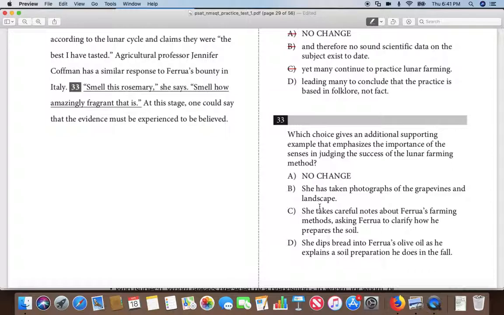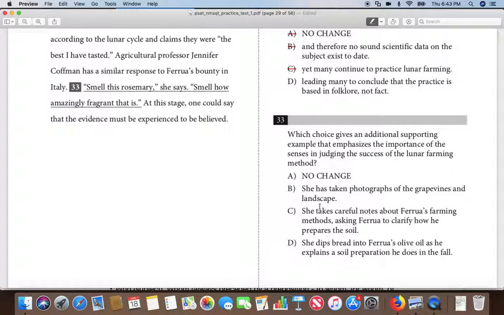Read answer choice A. Let's see if it does that. Smell this rosemary, she says. Smell how amazingly fragrant that is. Does that give an additional supporting example that emphasizes the importance of the senses in judging the success of the lunar farming method? I think it does. What sense? Smell. That's pretty good. Let's try the others, though. Try B. She has taken photographs of the grapevines and landscape. Does that give an additional supporting example that emphasizes the importance of the senses in judging the success of the lunar farming method? Yes. How so? Seeing.